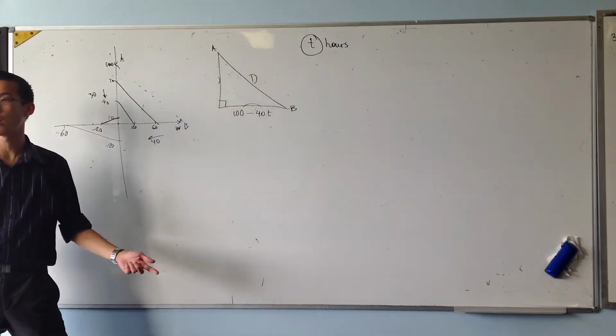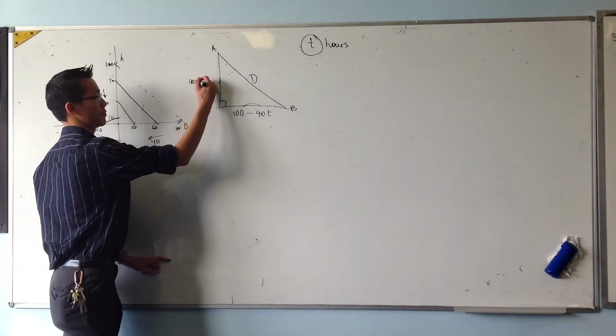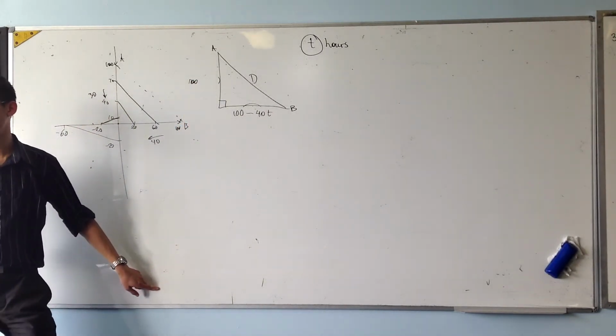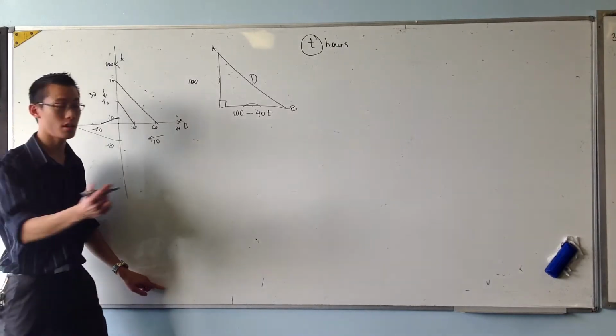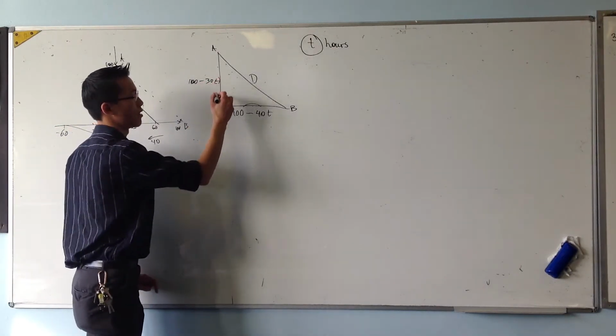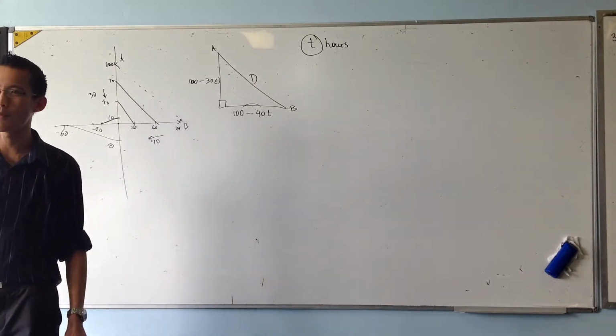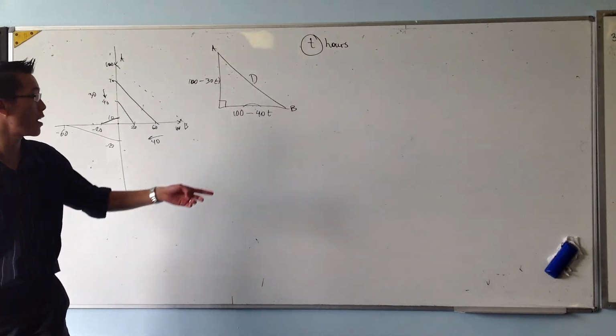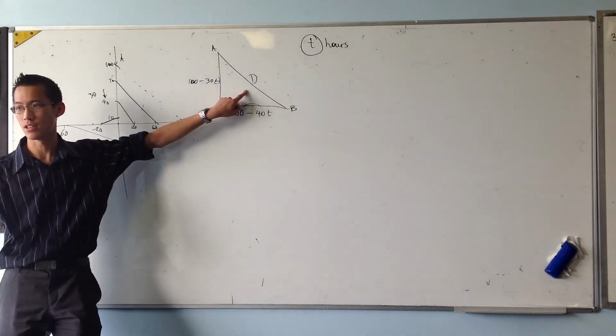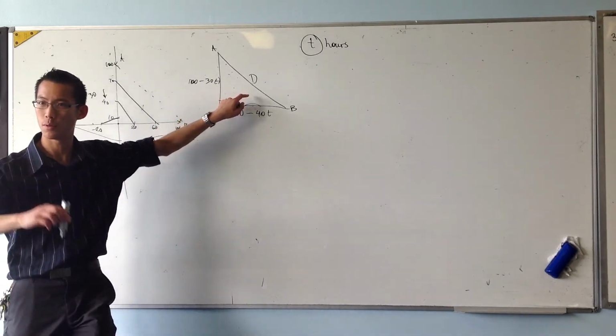It's also going to start off at 100, but it's not going to be 100 minus 40t. It'll be minus 30t, right? Okay, now, there's my clue. I want you to go back to the drawing board and see if you can come up with an equation for D that you can differentiate. Okay, I'll give you a few minutes to have a go at that.